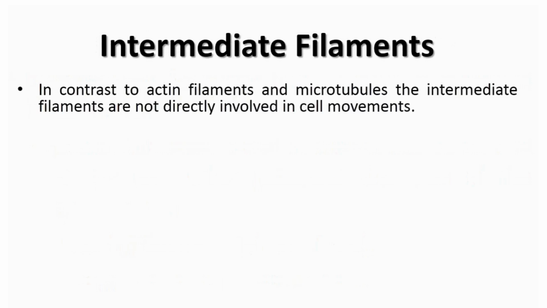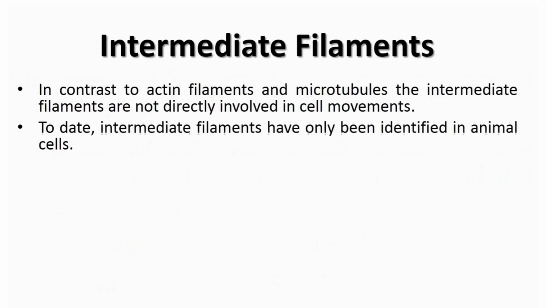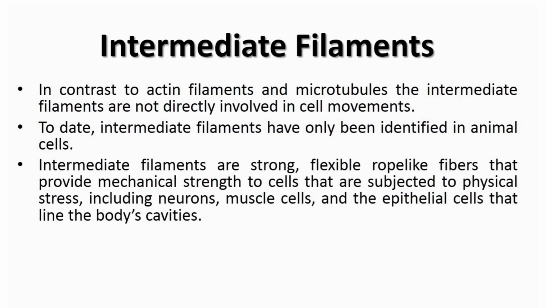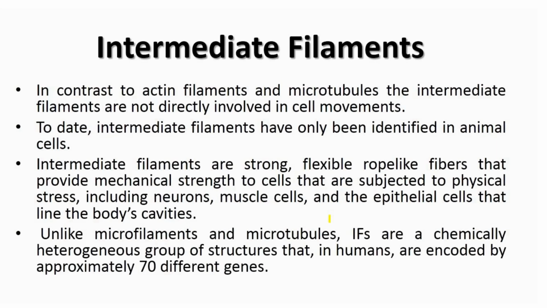In contrast to actin filaments and microtubules, the intermediate filaments are not directly involved in cell movements. To date, intermediate filaments have only been identified in animal cells. Intermediate filaments are strong, flexible, rope-like fibers that provide mechanical strength to cells that are subjected to physical stress, including neurons, the muscle cells, and the epithelial cells that line the body cavities. Unlike microfilaments and microtubules, intermediate filaments are a chemically heterogeneous group of structures that in humans are encoded by approximately 70 different genes.